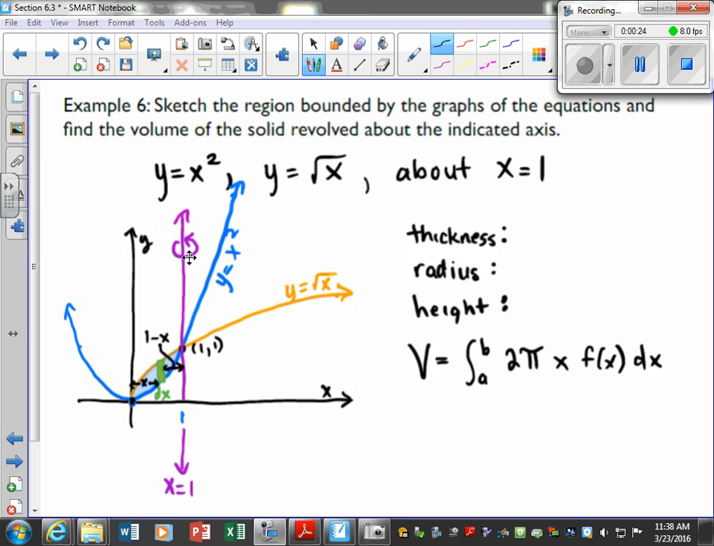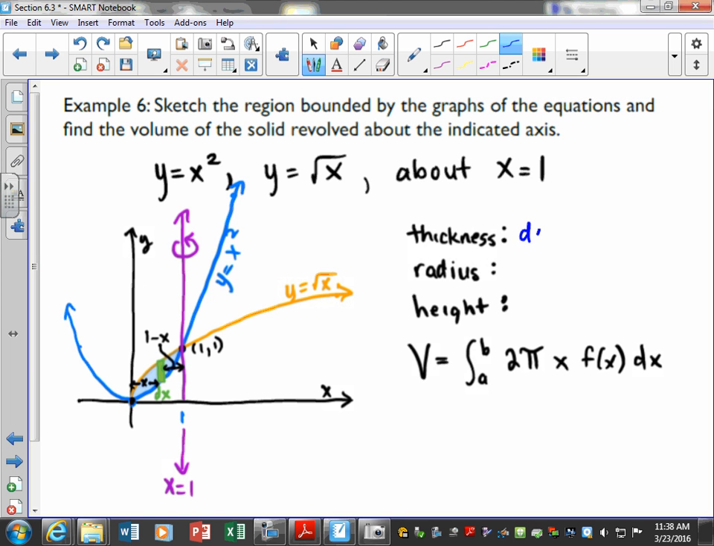Because it's shell method, we want parallel to that. So that denotes I'm going to be dealing with a dx. Okay, dx tells me everything's going to be in terms of x, and my interval is going to be in terms of x as well. All right, our radius, so from here to here is 1 unit. From here to here is x units, so the radius that I'm going to be looking for is going to be 1 minus x. Good.